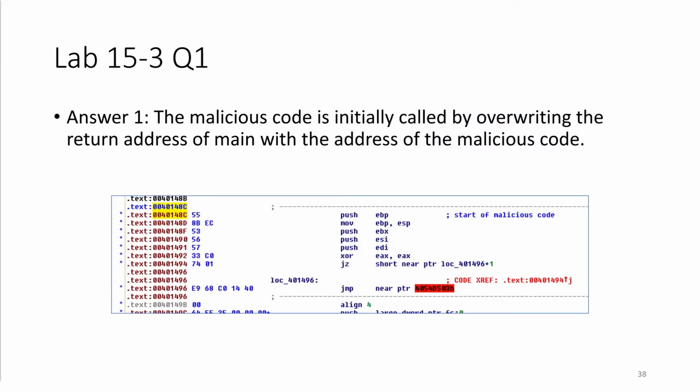This is the answer to question 1. The malicious code is initially called by overriding the return address in the main function stack frame with the address to the malicious code. We can now continue our analysis by following the crafted return address to hex 40148C.